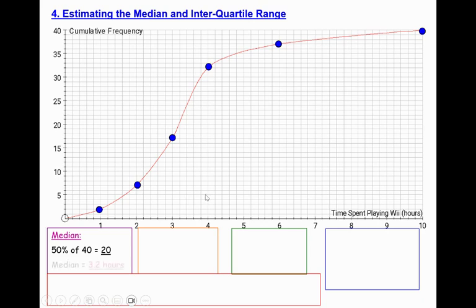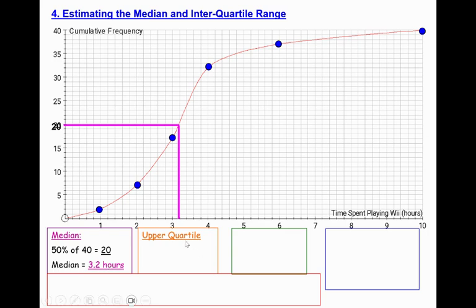So what we would do is we find 20. All right, we draw a horizontal line touching the curve. Then we draw another vertical line down to the horizontal axis, and that's the number I'm looking at, which is 3.2 hours. That's the median time. That's what I want. That's what you want.